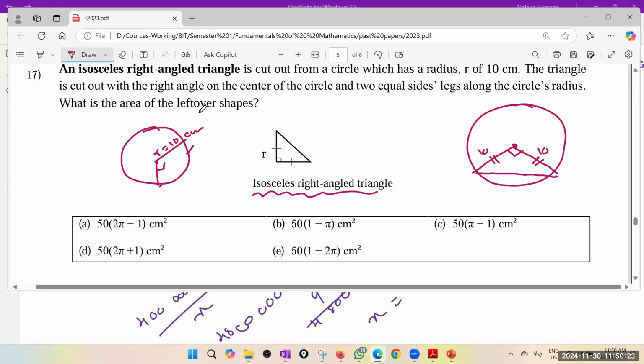What is the area of the leftover shape? Leftover shape means the remaining, right? So subtract the remaining area.